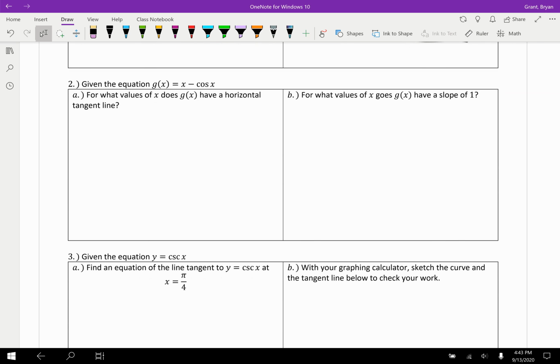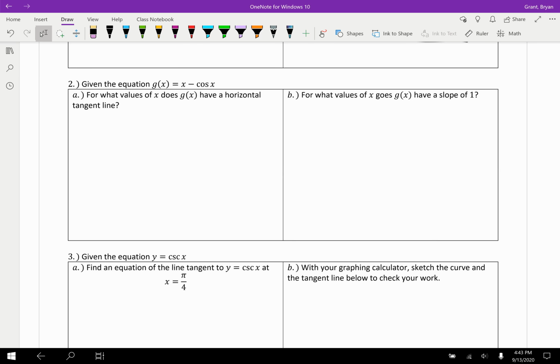Given the equation g of x equals x minus cosine of x, you have 2 problems to work through here: horizontal tangents and where this function has a slope of 1. We saw something similar to this last class, 2 classes ago, I'm sorry, but it's good to see this again. These are common AP questions. Once again, pause me, try it, unpause me once you've finished it all, or you get too stuck.